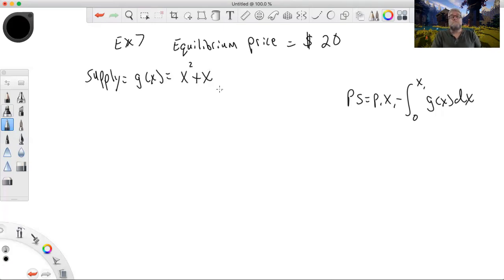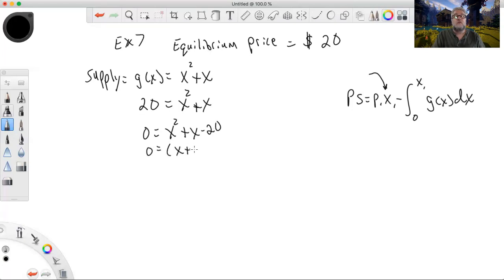Okay? So we're going to take the 20 and put it here and solve for x. What we're going to find is this x1. So I'll move that to the other side: x squared plus x minus 20. I think that's going to be x plus 5, x minus 4. So x equals -5 and 4, and we're not going to make -5 units, so we're going to use 4.